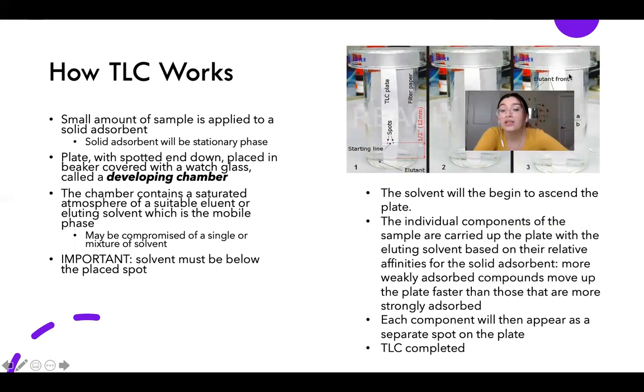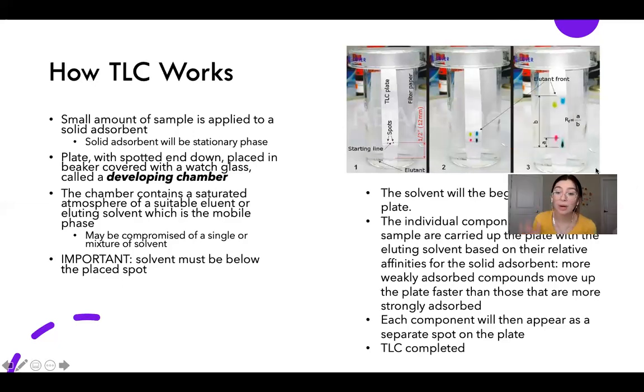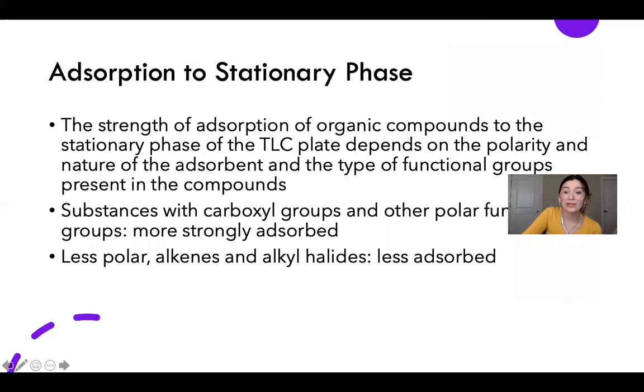Okay. The solvent will begin to ascend the plate. The individual components of the sample are carried up the plate with the eluting solvent based on the relative affinities, like I said, for the solid adsorbent. More weakly adsorbed compounds move up the plate faster than those that are more strongly adsorbed. Each component will then appear as a separate spot on the plate, and your TLC is completed. This is the first part of your experiment.